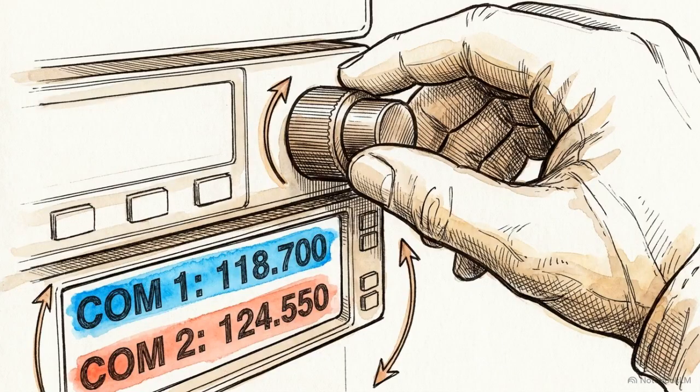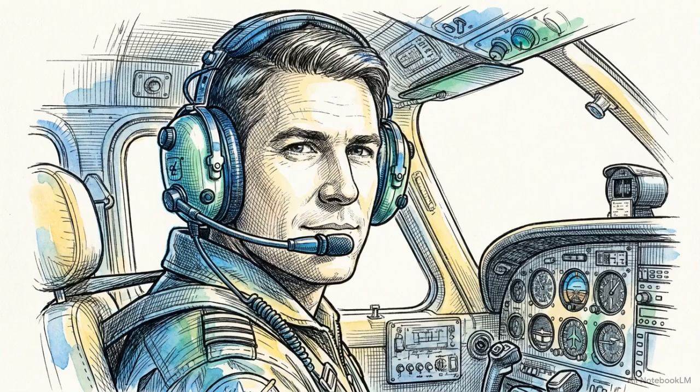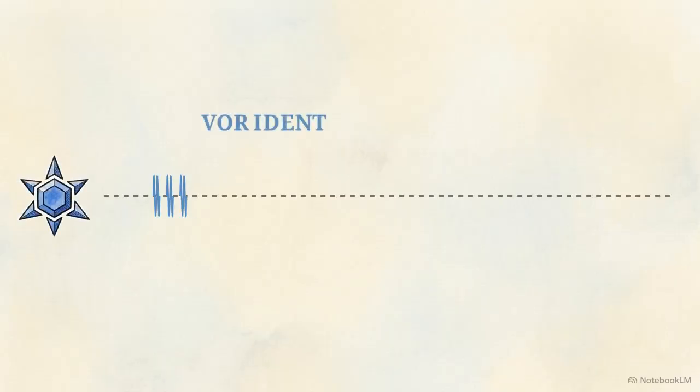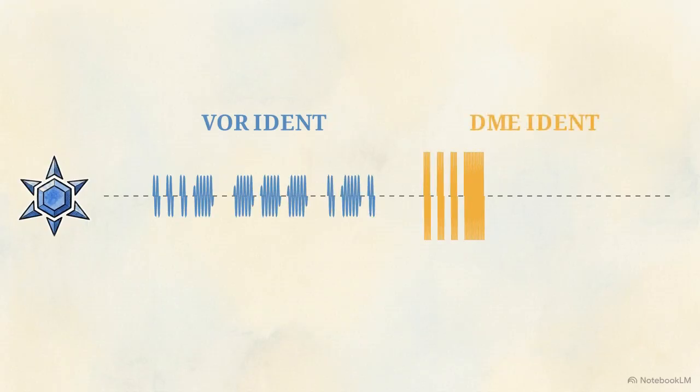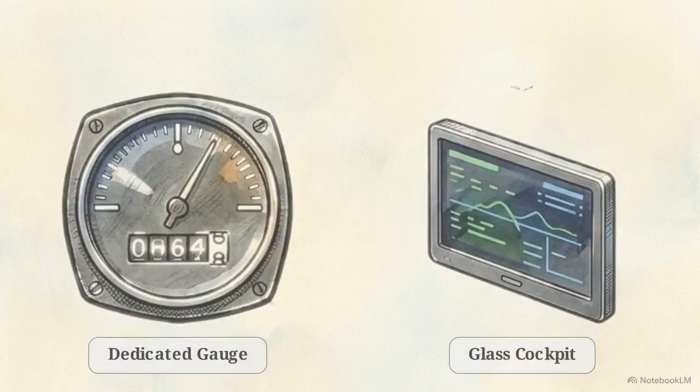Activating your onboard equipment is simple because the frequencies are paired. Once you dial in the local VOR frequency, the DME transceiver tunes itself automatically. You verify you have captured the correct station by listening to the audio broadcast. You will hear a standard Morse code sequence identifying the VOR, followed immediately by a distinct, higher-pitched sequence identifying the DME. This diagram shows the data.